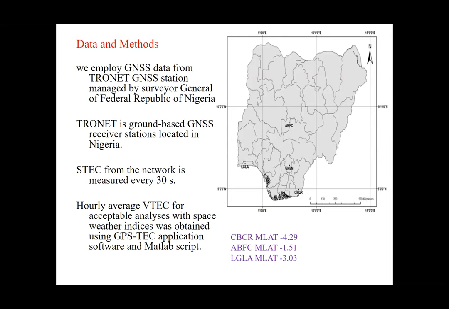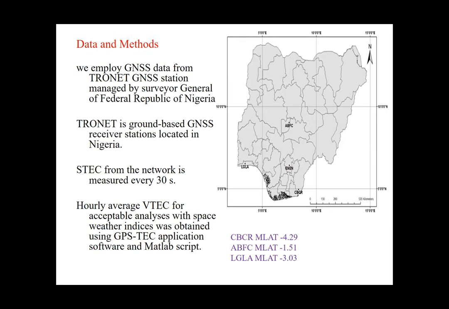Next slide. For the data and method, we show here the GNSS data from the NIGNET. The NIGNET is a GNSS network managed here in my country by the Surveyor General of the Federation. It is a ground-based GNSS receiver network, and we used three stations because one station had problems: in the quietest days we selected, there was no data, so we had to skip it. The STEC from this network is measured at 30 seconds cadence, and during the download, we wrote a MATLAB script to convert the 30 second STEC into 1 hour VTEC, and also converted using GPS TEC application software.